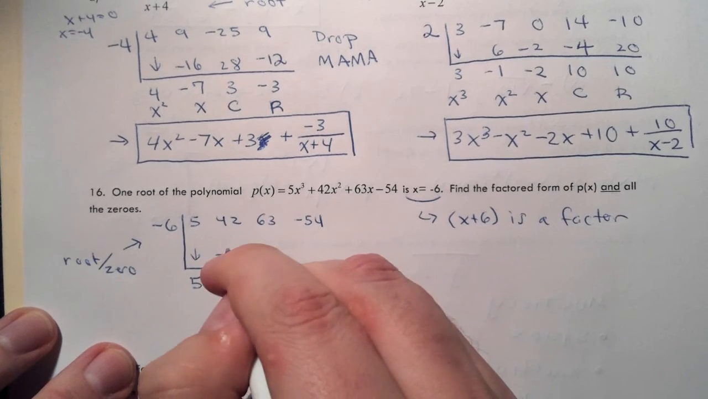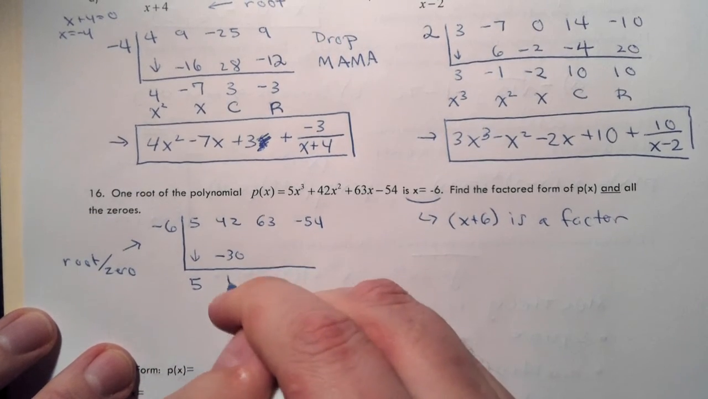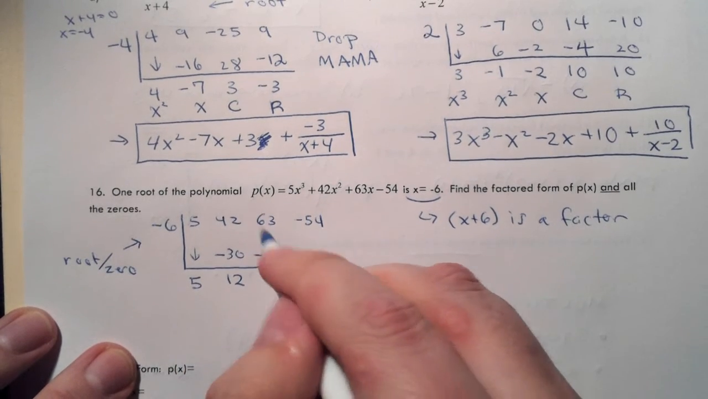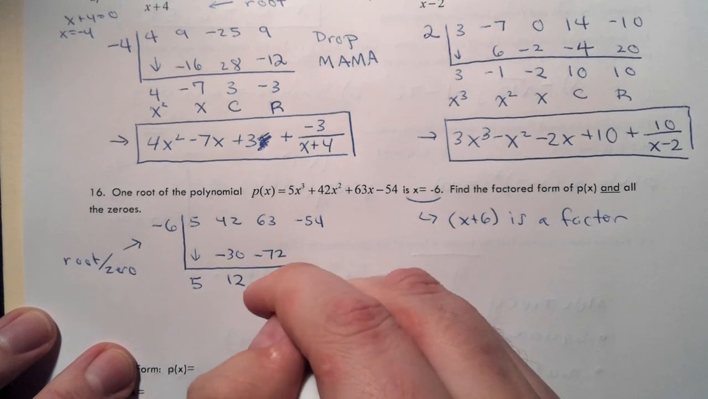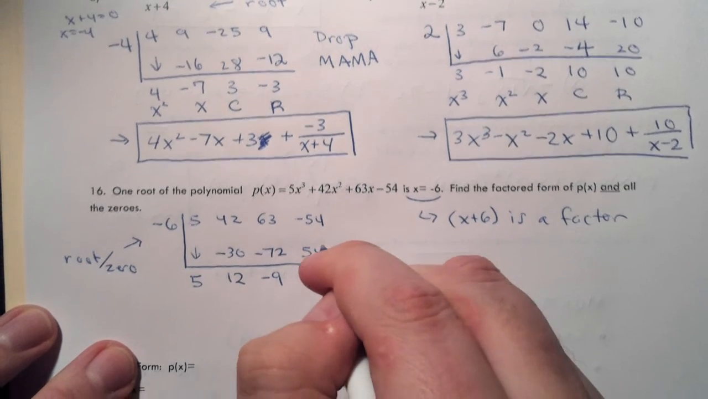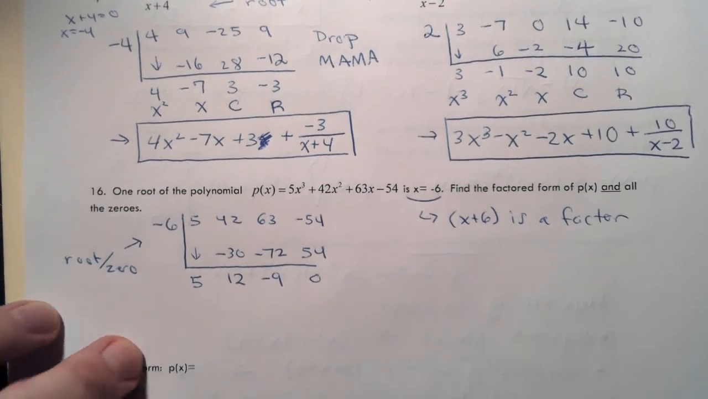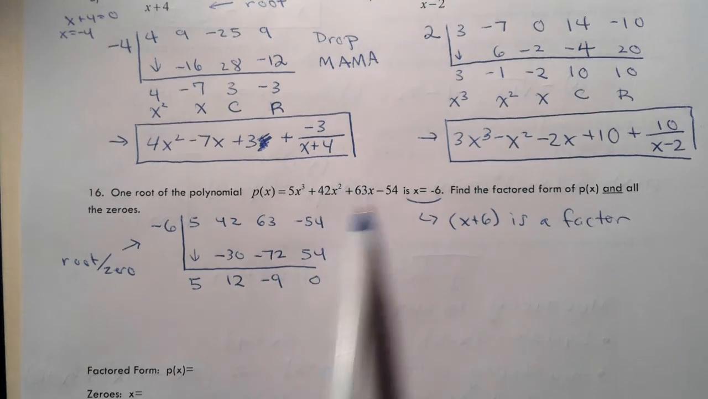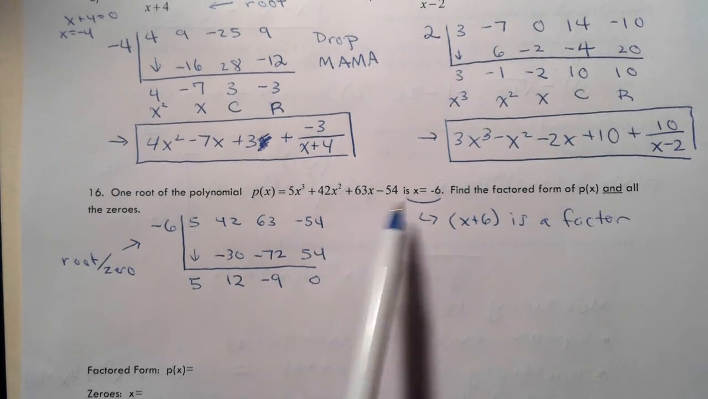5, -30, add to get 12. -6 times 12 is -72. If I add 63 and -72, I get -9. -6 times -9 is +54. So I get a remainder of 0, which is what I wanted. Remember, a remainder of 0 means that x plus 6 is a factor of this polynomial, or -6 is a root.